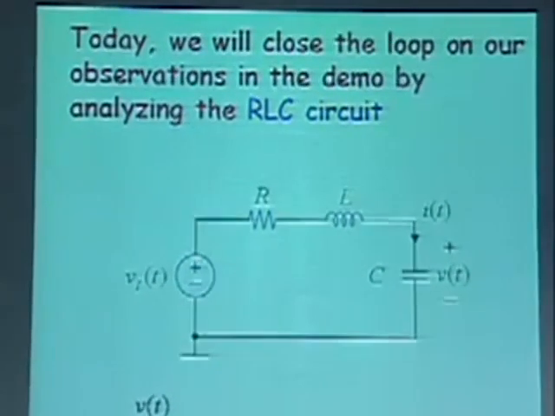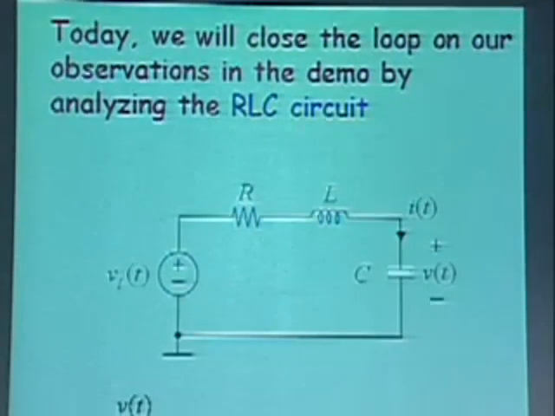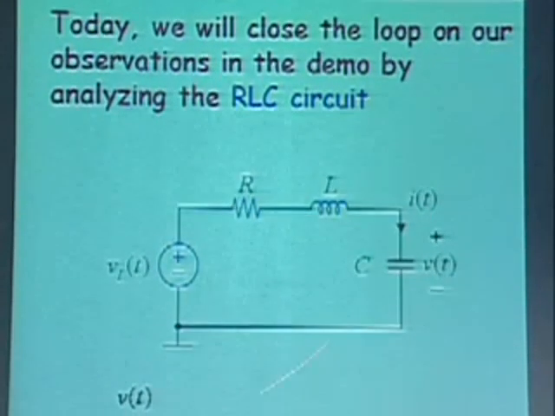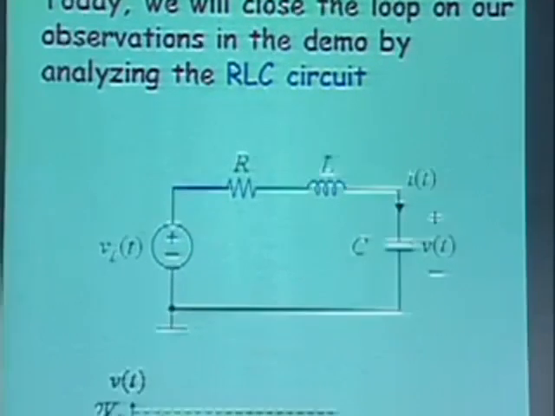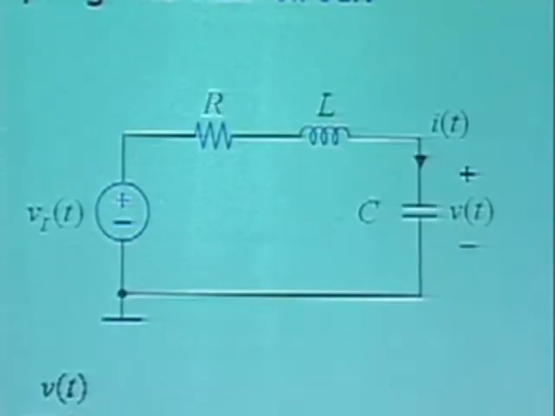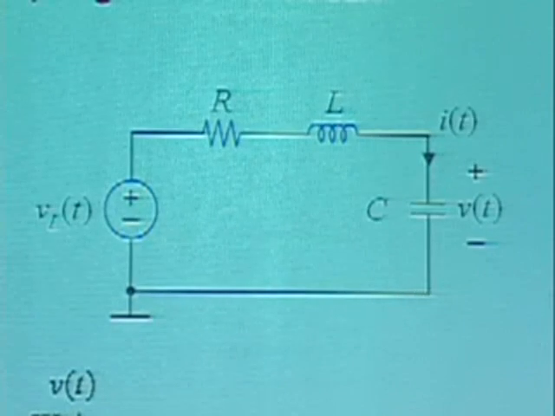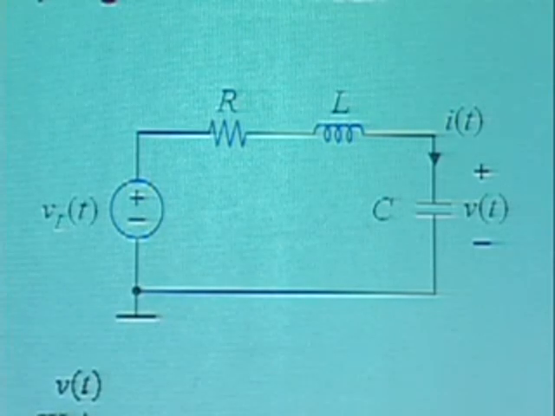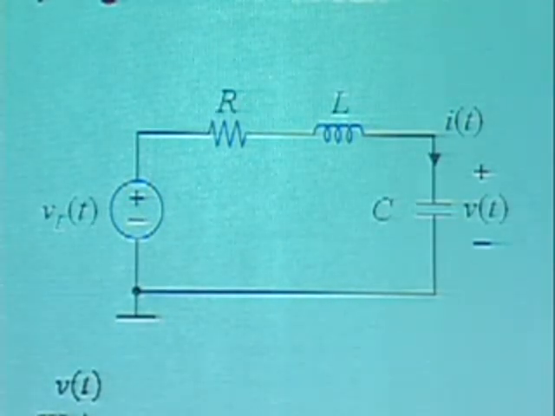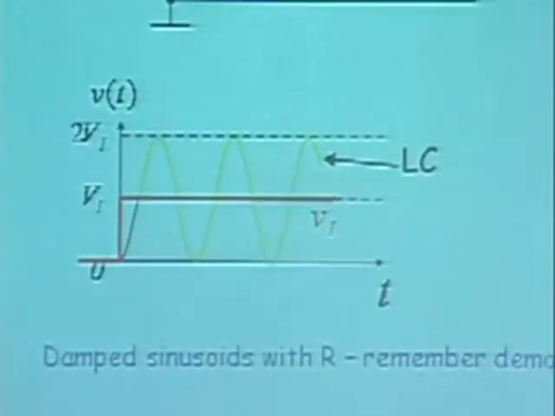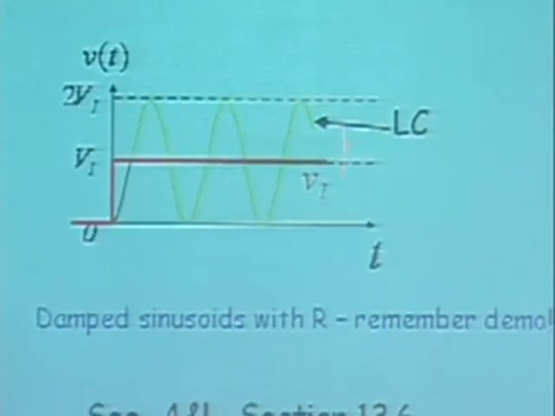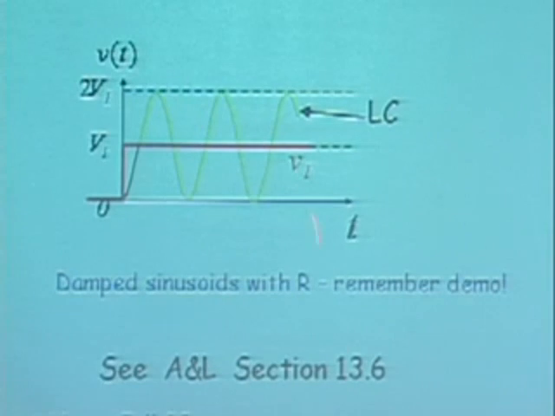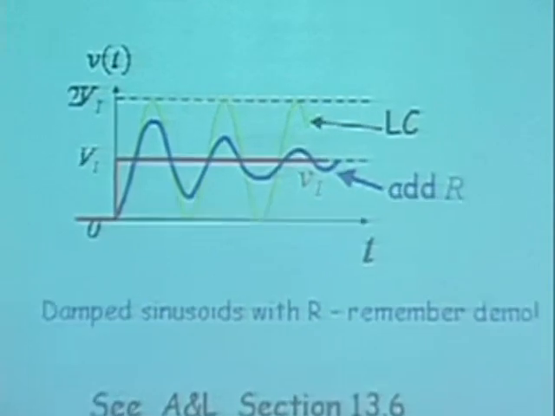So this starts off the material for today. What we're going to do is take that same circuit, but instead we're going to put in this little resistor here. This is what we set out to analyze, and for details you can read the course notes section 13.6. The green curve here was the behavior of the LC circuit, and what we're going to show today is that the moment we introduce R, this sinusoid here gets damped. It kind of loses energy, and I'm going to show you that the behavior is going to look like this.